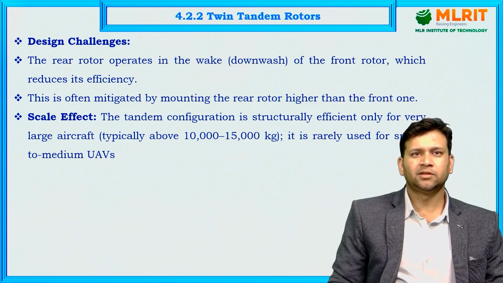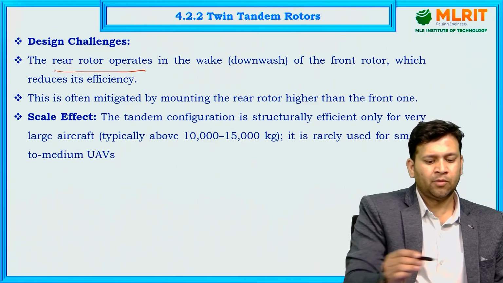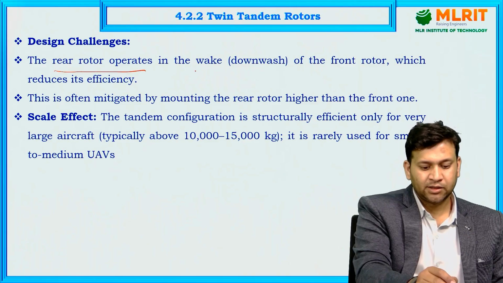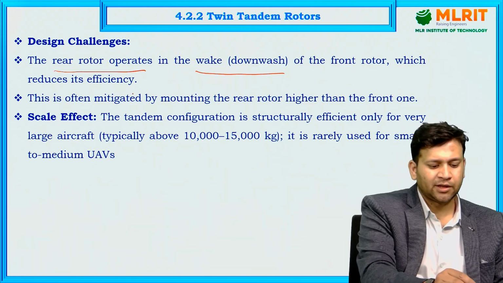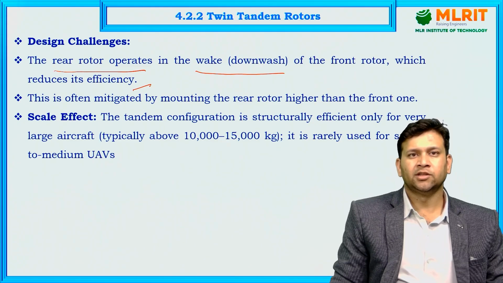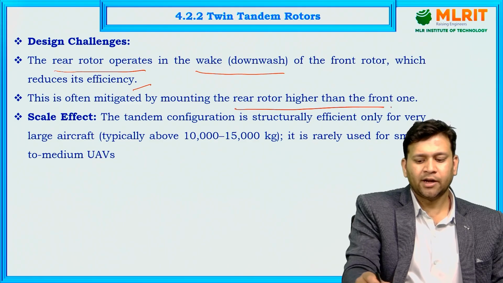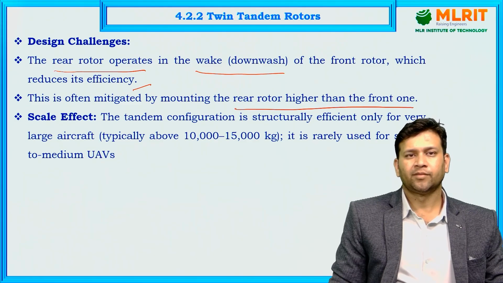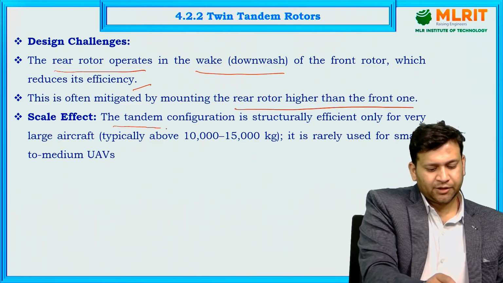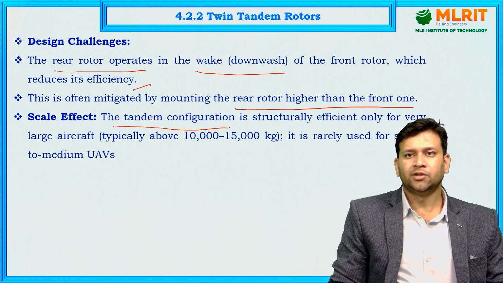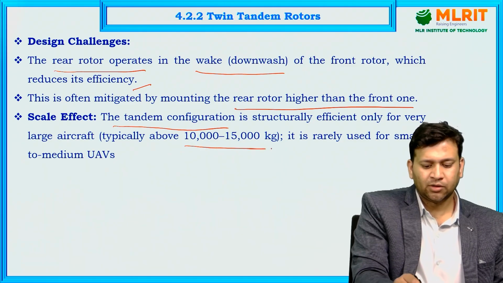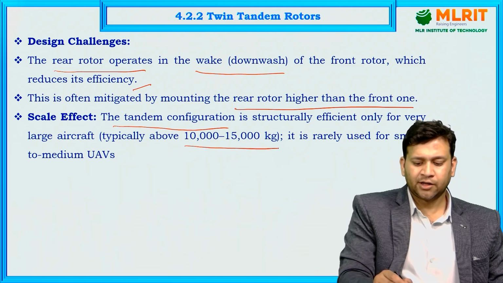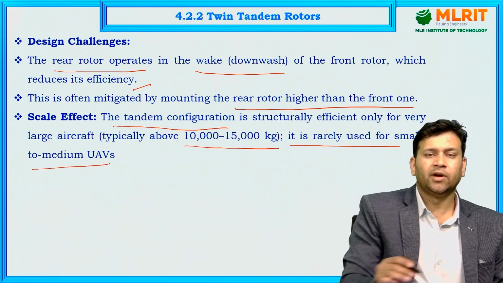The design challenges. The rear rotor operates in the wake, that is the downwash, of the front rotor, which reduces its efficiency. This is often mitigated by mounting the rear rotor higher than the front one. The tandem configuration is structurally efficient only for very large aircraft, typically above 10,000 to 15,000 kg, and it is rarely used for small to medium unmanned aerial vehicles.